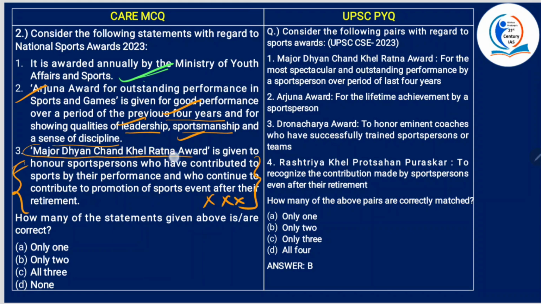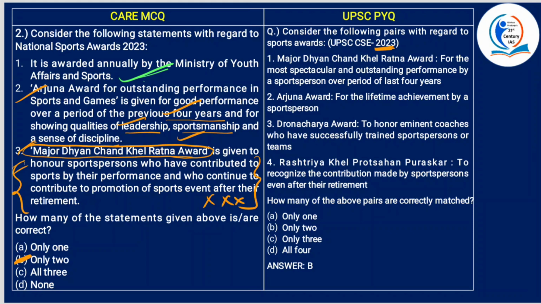Please be very careful when they are asking you about Khel Ratna Award or Lifetime Achievement Award, because both of them are in the name of Major Dhyan Chand. So only two statements are correct. That is 1 and 2. Now, consider the following pairs with regard to sports awards. This was given in the year 2023. So this theme is very important for your prelims.